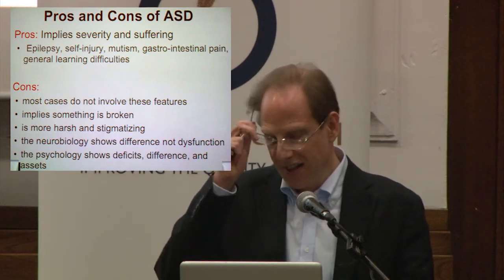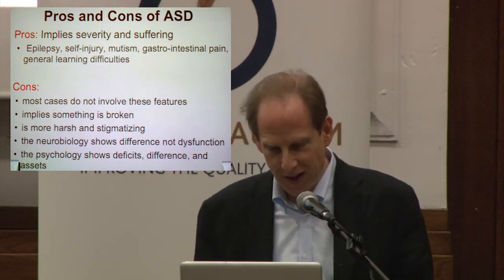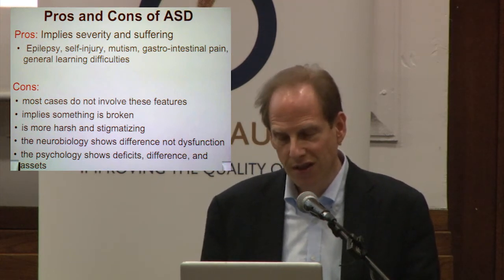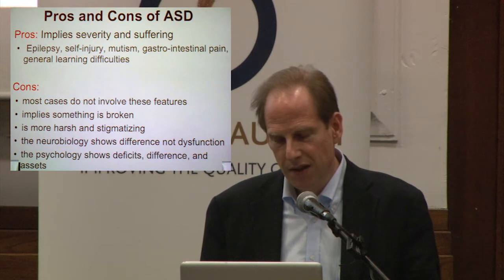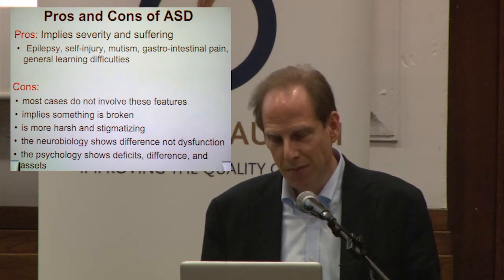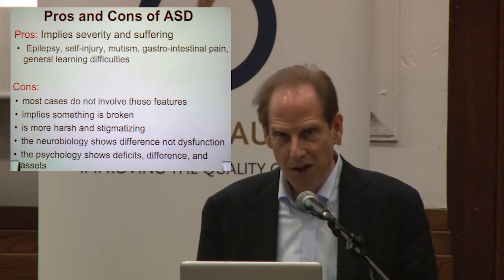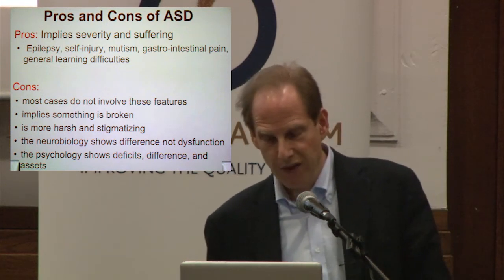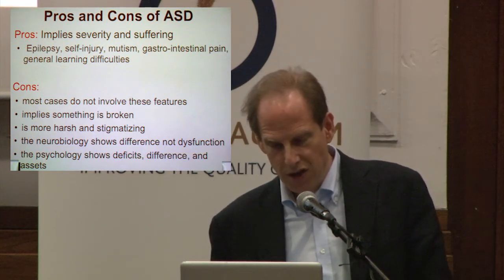But against that, and I think this is where my critique comes in, most people on the autistic spectrum don't have those features. So it's a bit unclear what percentage of people on the autistic spectrum do have, for example, epilepsy, but it may be a minority. The same is true about mutism or lack of language, etc.